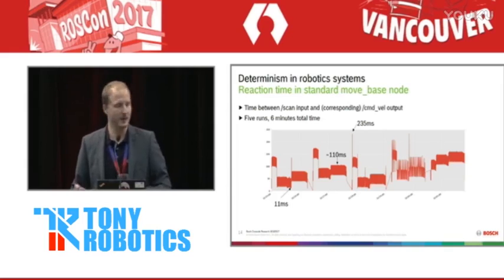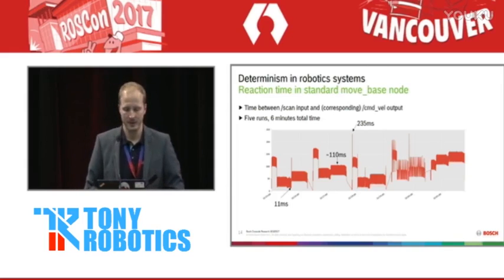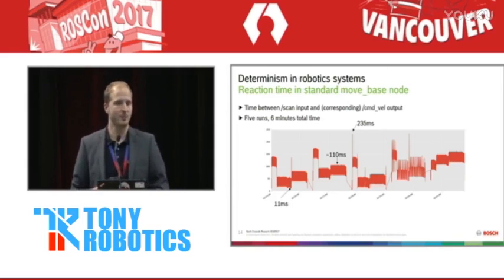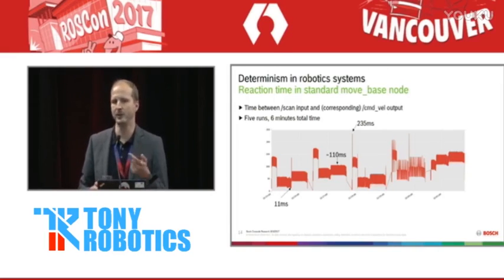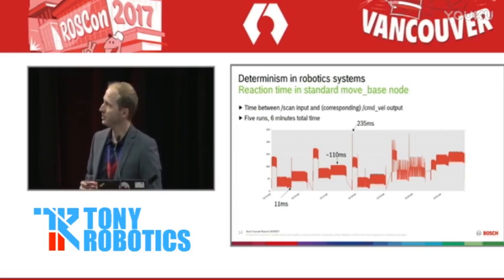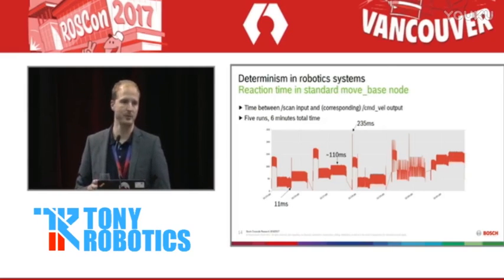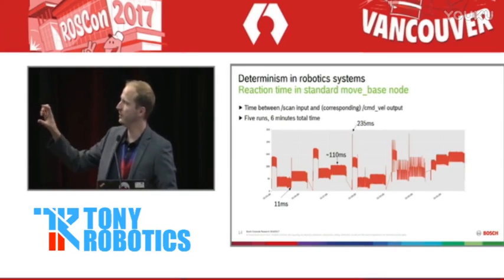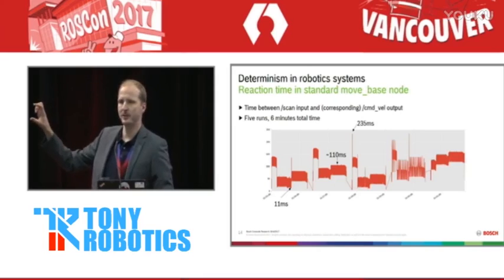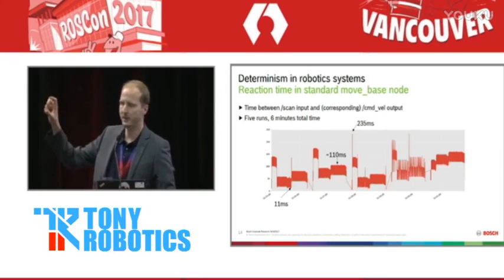And what we can see is that this varies a lot. So in the best instance, we have a reaction to the laser scan at 11 milliseconds after the move base received it. And in the worst case, we have 235 milliseconds after the move base received it. And what we can also see is that there seem to be these stable periods where we have a certain reaction time, but it jumps.